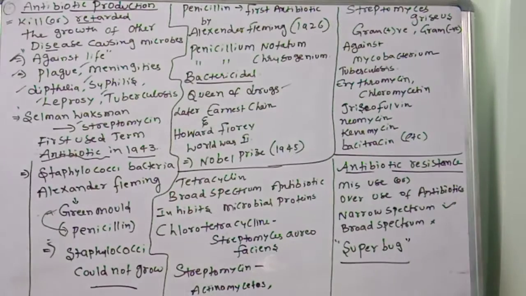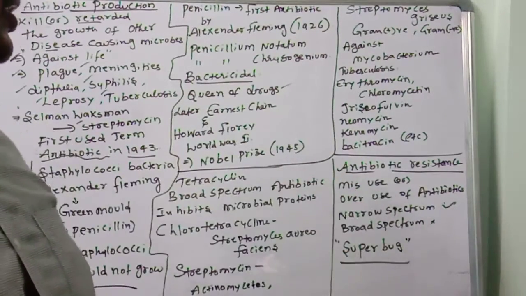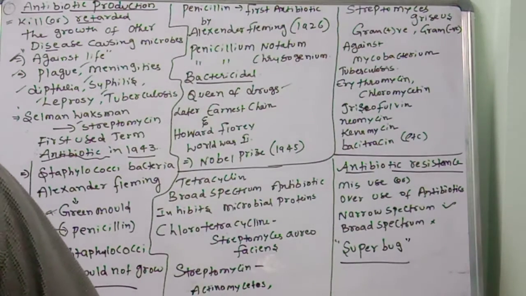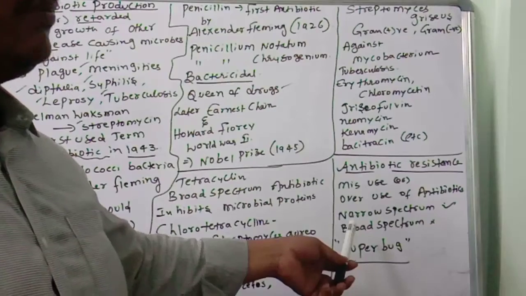Next, antibiotic resistance. Continuous, indiscriminate usage of antibiotics means the bacteria will get resistance against that antibiotic. When you misuse or overuse antibiotics, the bacteria get resistance. Then there is no effect of narrow spectrum antibiotics, and then we have to use broad spectrum antibiotics. So from the start we should not use broad spectrum antibiotics. We should use narrow spectrum antibiotics first, and if not working, then broad spectrum.